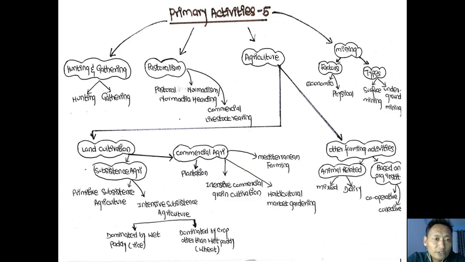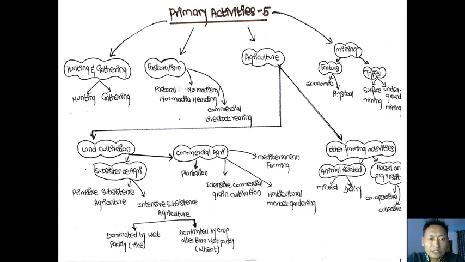The first primary type of activity that we are going to discuss here is hunting and gathering. We are going to learn what is meant by hunting and what is meant by gathering as the first topic, and next to that we are going to learn about pastoralism. Pastoralism is further divided into two: pastoral nomadism and nomadic hunting, and the second topic is commercial livestock rearing.